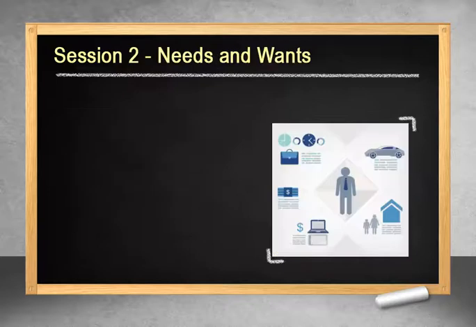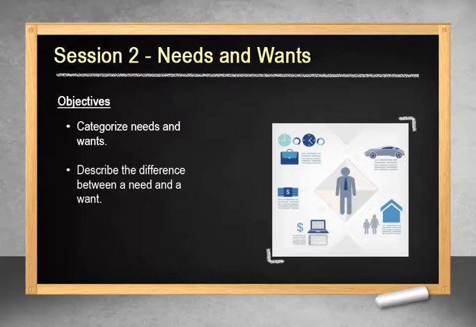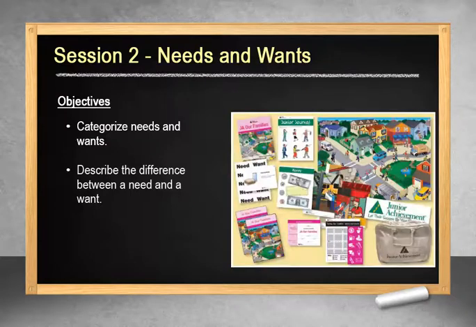Session 2, Needs and Wants. The objectives of the second session will be to help the students categorize needs and wants and to describe the difference between a need and a want. In the second session, you will need the following material from the JA kit: the JA banner, student table tents, 30 junior journals, 1 JA Our Family poster, 3 term flashcards, 6 needs and wants flashcards, 12 needs and wants picture cards, and 8 drop me a note sheets.